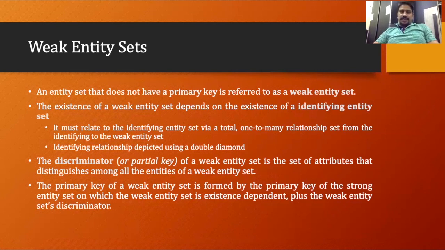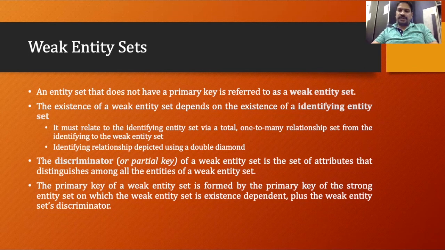Entity, right? Entity means your object. So what do you mean by weak entity set? The meaning of weak entity set is that the entity doesn't have any primary key. Then that entity is called a weak entity set. So let's say we have the student table. Can we say that a student is a weak entity set?